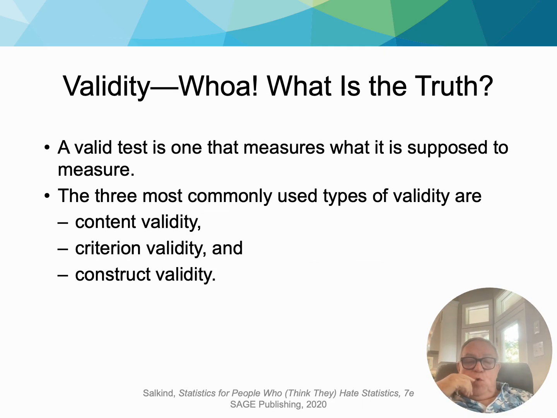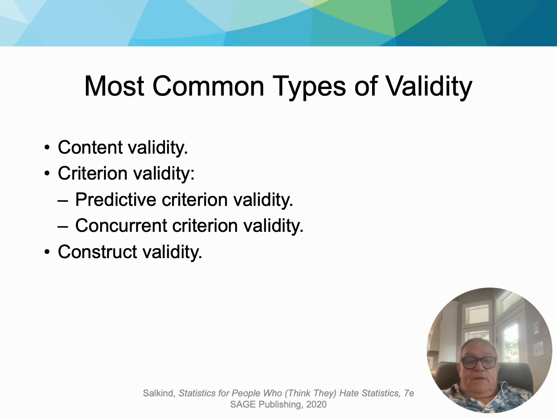Validity. Whoa, what is the truth? A valid test is one that measures what it's supposed to measure. And the three most commonly used types of validity are content validity, criterion validity, and construct validity. So we'll go through those individually. Content validity is making sure that what the test is measuring is really consistent with what should be there. And I'll talk about that a little bit more in a minute.